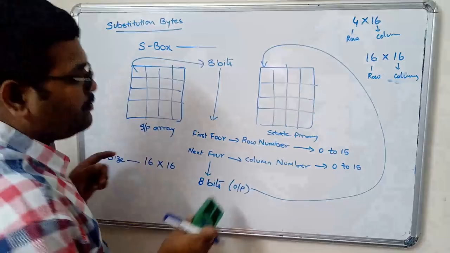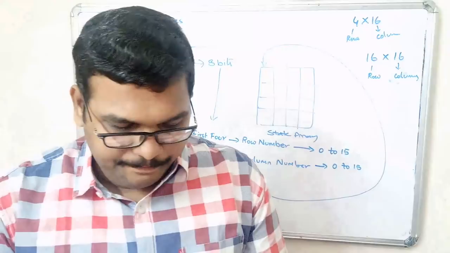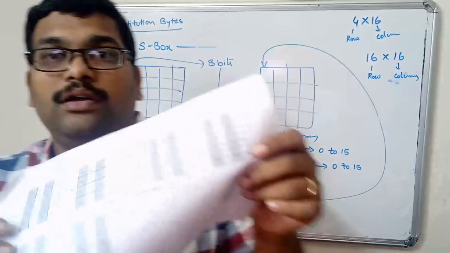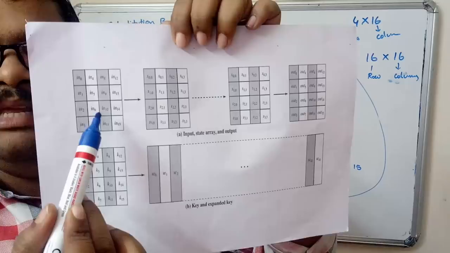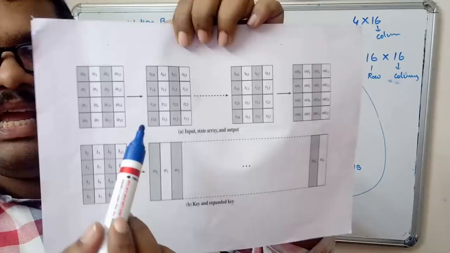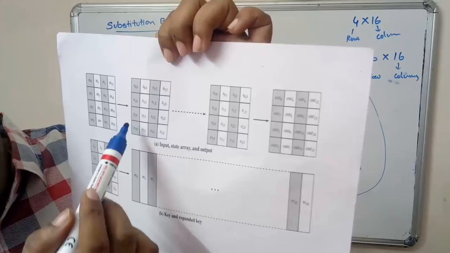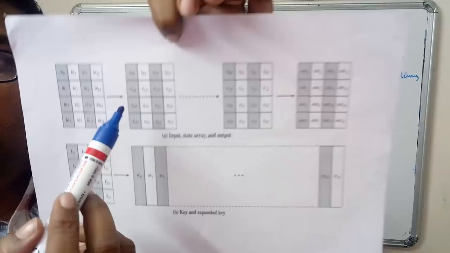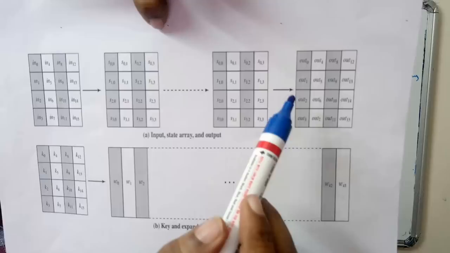So I will show you here. So this is the representation. This is the input representation, a 4 by 4 table. This is the state array representing S, S00, S10, S20, and so on. So this is a state array to store the intermediate results, and this is the output array to store the output. And here the key is also represented using four words.